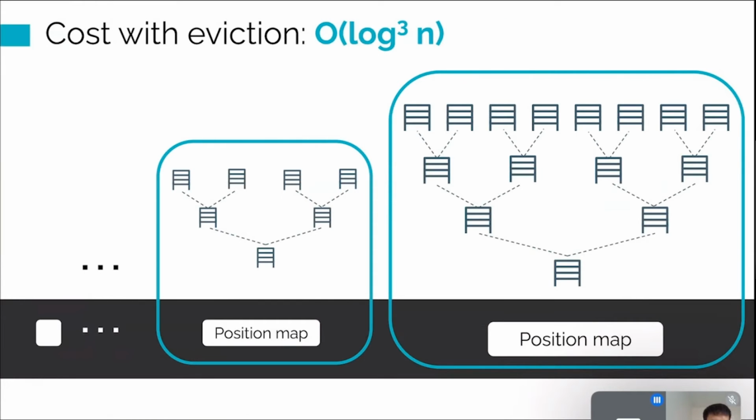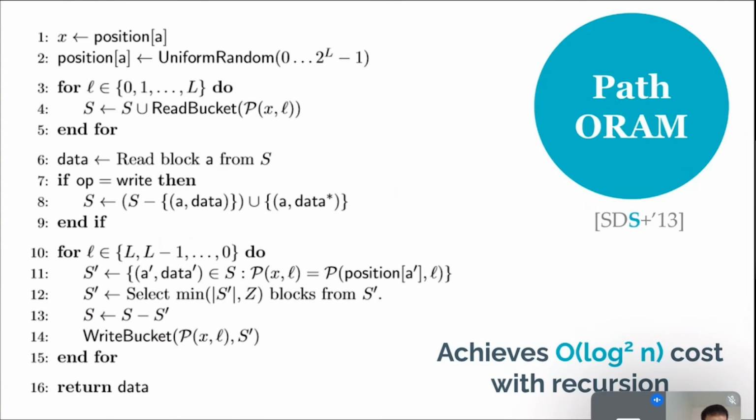So with this scheme, including the overhead of the recursion, the total cost will be log cubed, right? One log n comes from the bucket size, one log n comes from reading a path, and another log n comes from the recursion. So this is not the Path ORAM scheme yet. As I said, with Path ORAM, you can get rid of one log. And which log can we get rid of? It's the bucket size log.